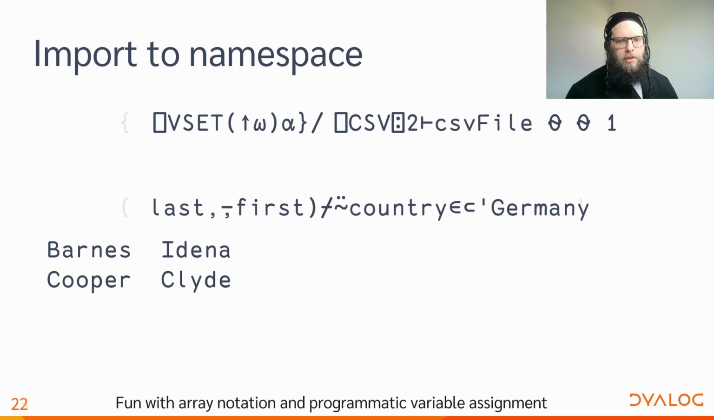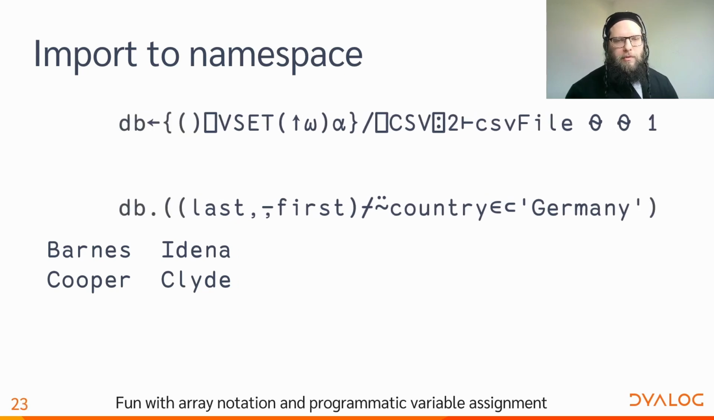If we want, of course, we can get a reference. So here quad VSET takes a left argument, which is a new empty namespace, and that will then be the result of this reduction. So that goes into our database. So we get a database namespace, and then we can do queries inside the database namespace. So if you're importing multiple things, you might want to keep things like this. But again, not very complicated.